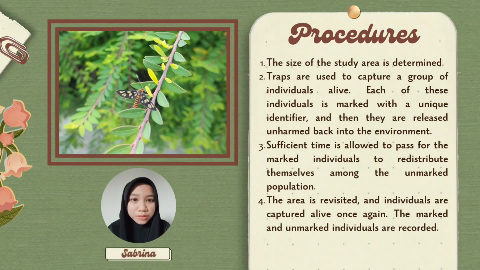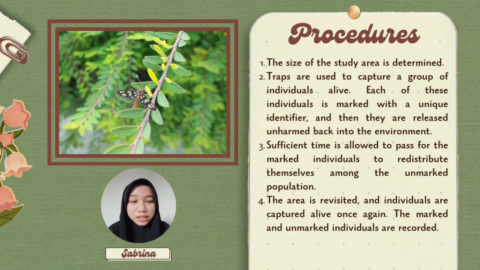To begin a capture-recapture experiment, the first step is to determine the size of the study area, ensuring it is well-defined and appropriate for the species being studied to enable effective sampling. Next, we use traps to capture a group of individuals alive and mark each with a unique identifier such as non-toxic paint, numbered tags, or bands. Then, we release them back into the environment unharmed.